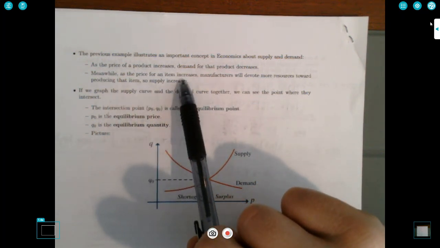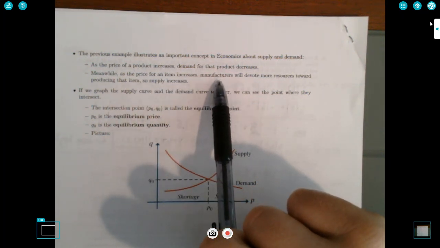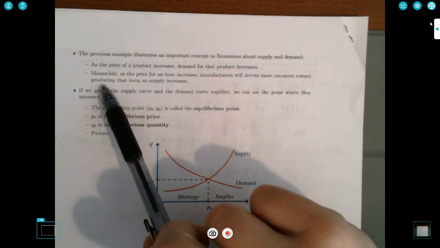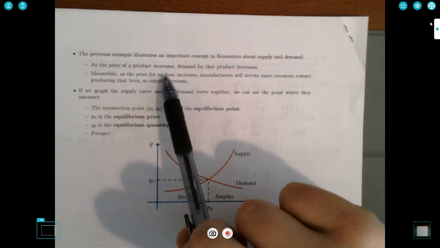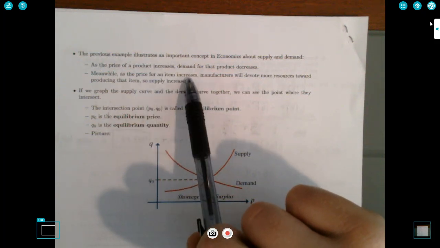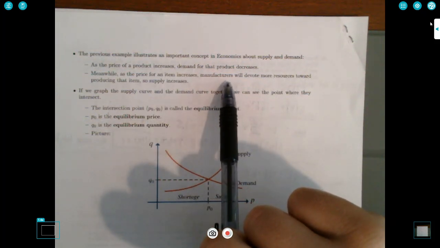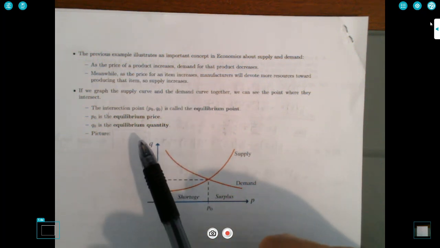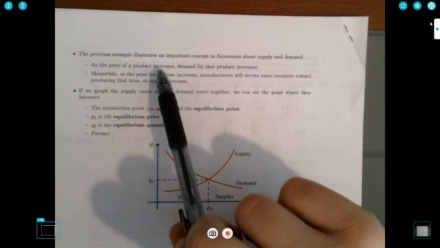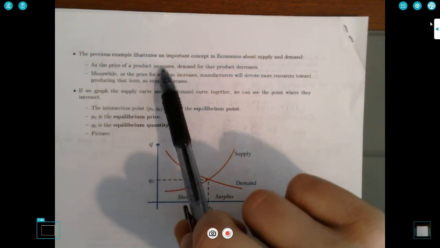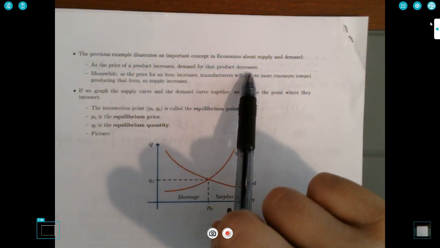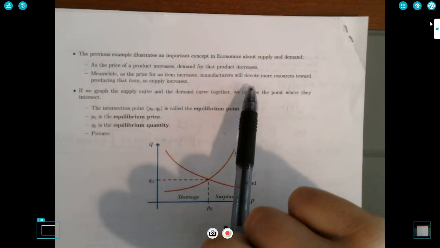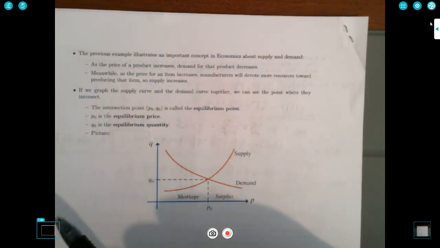Meanwhile, as the price for an item increases, manufacturers will devote more resources toward producing that item because they're thinking, oh, the price is going up, so we can make more money from it. So they'll make more of it, and so the supply increases. Okay. So as price increases, the demand decreases, but the supply increases.